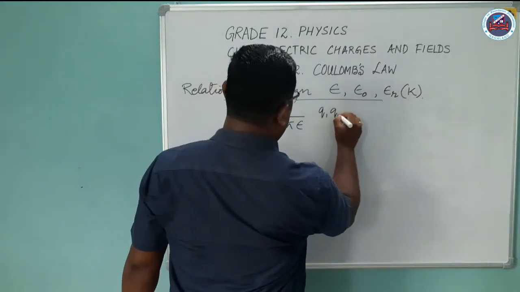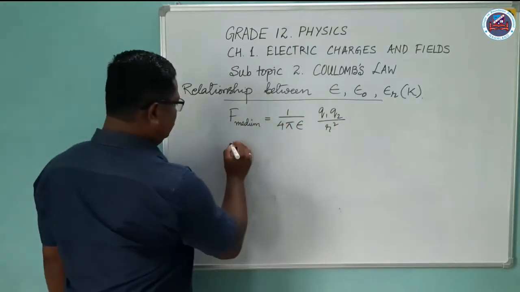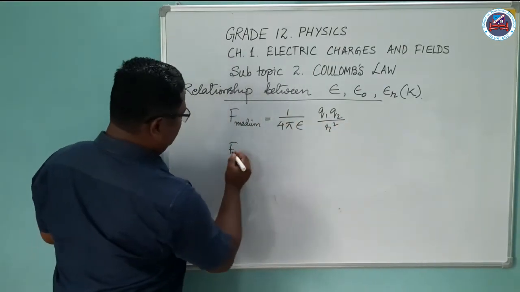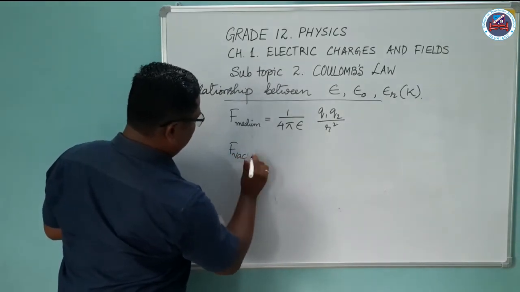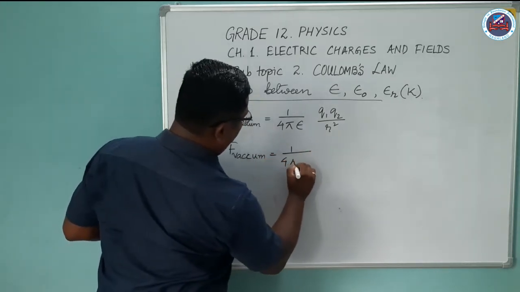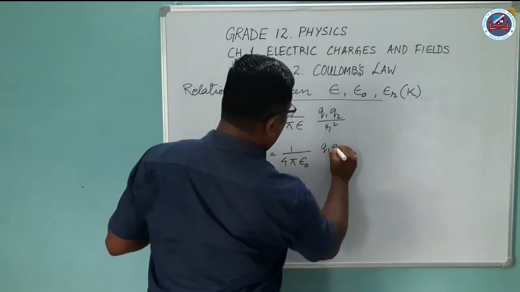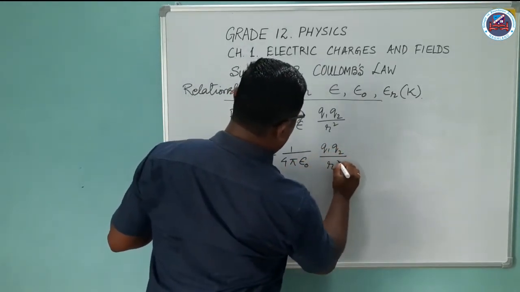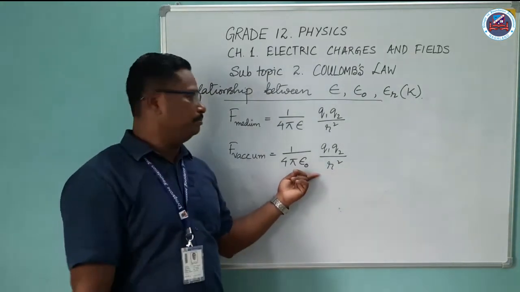Q1 Q2 divided by r square. If it is in vacuum, then we write 1 by 4 pi epsilon naught Q1 Q2 divided by r square, as we have seen in Coulomb's law, that is given in vacuum.